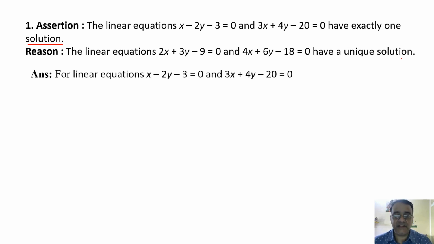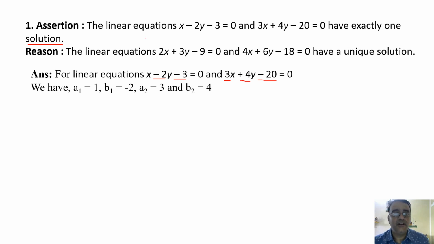Okay, what is the value of a1 here? A1, B1, C1 बताओ. Sorry, A1 is 1, B1 is minus 2, C1 is minus 3, and A2 is 3, B2 is 4, and C2 is minus 20, right? So हम लोग को केवल एग्जैक्टली वन सॉल्यूशन है कि नहीं चेक करना है, तो इसलिए मैं केवल A1, B1, A2, B2 ले रहा हूँ.